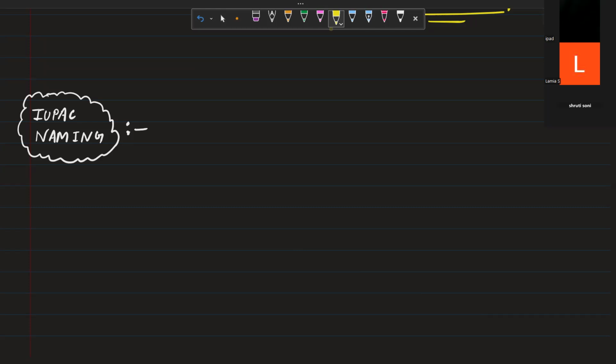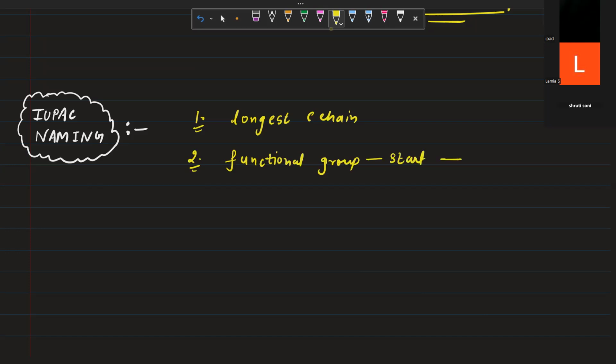Then how do we identify the IUPAC name? Firstly, we find the longest carbon chain. First, we discover the longest carbon chain. Then, second, the functional groups. Wherever the functional group is present, we give that particular carbon first priority, since the functional group starts from any carbon.